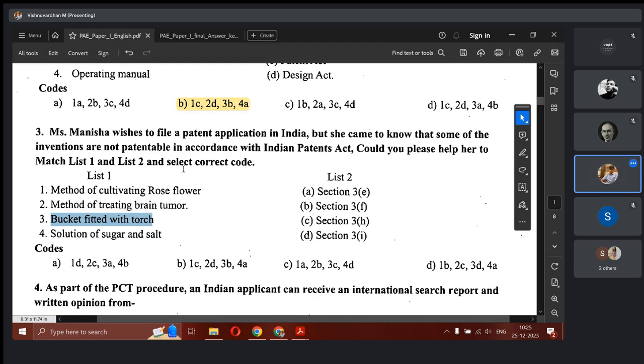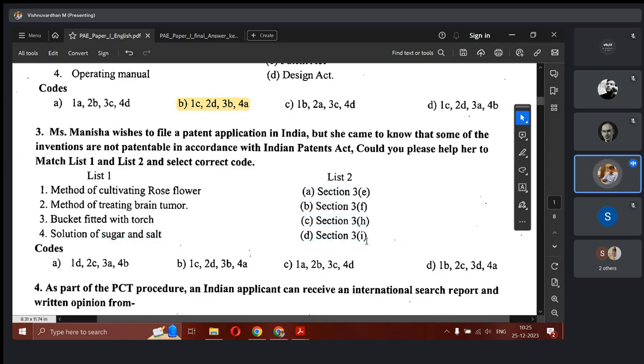So 1C, 2D, 3B, and lastly, solution of salt and sugar. I already told you, right? A mere admixture. Me combining katta meeta and Punjabi tadka is not going to give me a new mixture which will cure cancer now, right? So solution of salt and sugar is a mere admixture. Section 3E, for eat mixture. So 4 would be 3E. Man, these jugad ways of remembering, I wish I knew them.